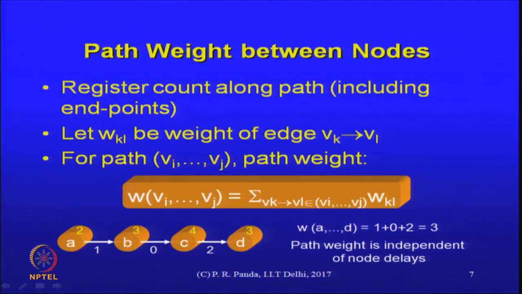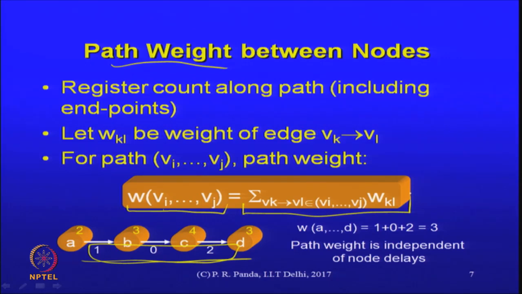And to complicate matters a little bit, we also talk about a path weight. That weight is an orthogonal thing, it is the register count along that path. For the same path, the weight would be the sum of these numbers: how many registers do I cross as I go from one node to the next one. We say the path weight from i to j is the sum of all the edge weights that occur along the path.